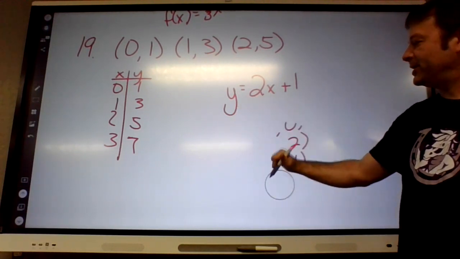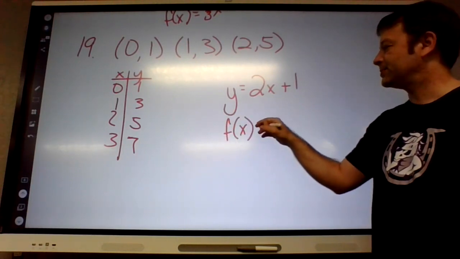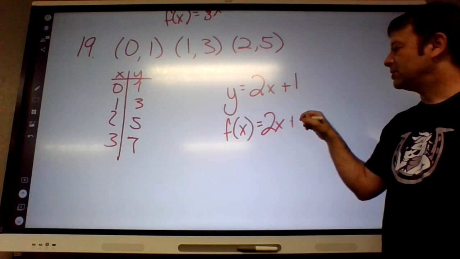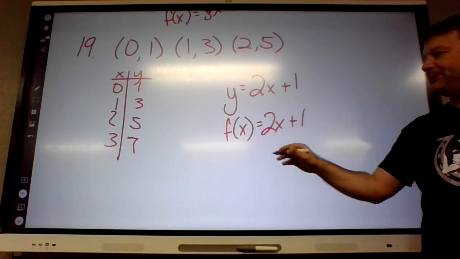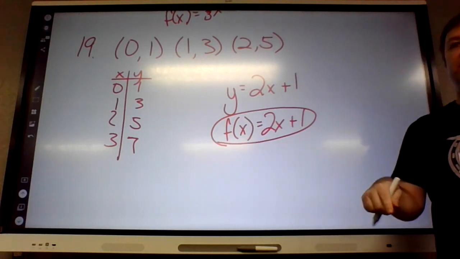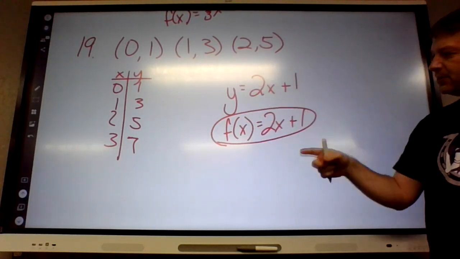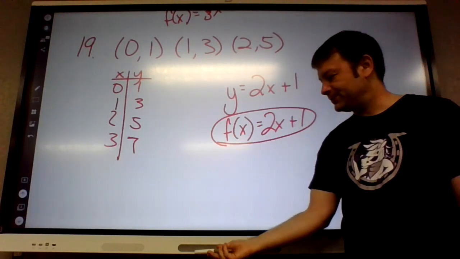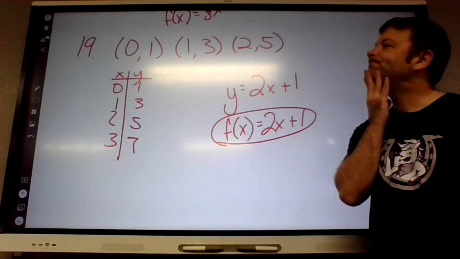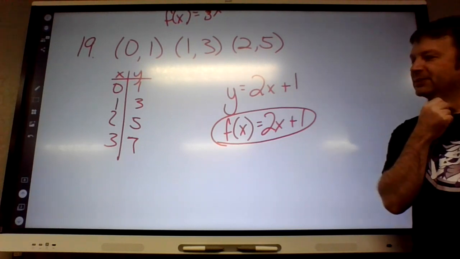I wrote it as y equals, if you want to write it in function form, it's just f of x equals. Same difference. The book will jump back and forth between those two things. Like, this is function notation down here. Yeah, we'll say 20 is a bonus. It's kind of tricky.